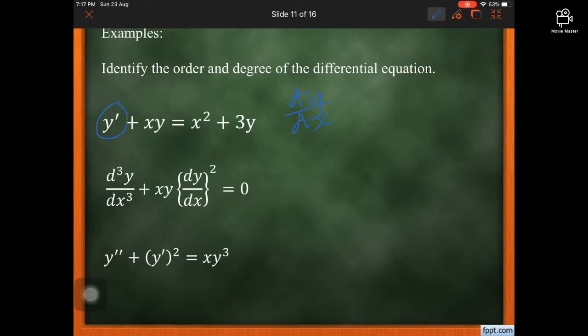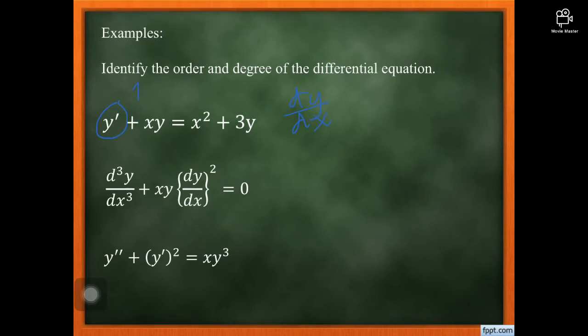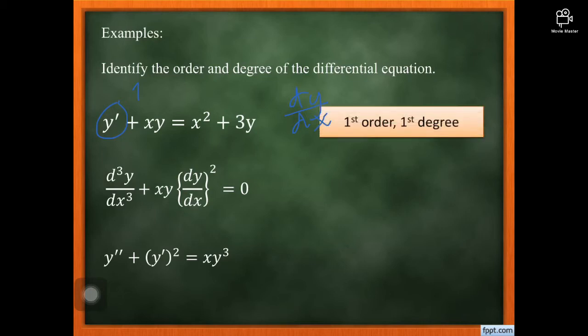What is the degree of this equation? We are talking about the power of the derivative. The derivative is raised to what power? As you can see, that is only raised to 1. So, in summary, the first example is first order, first degree.